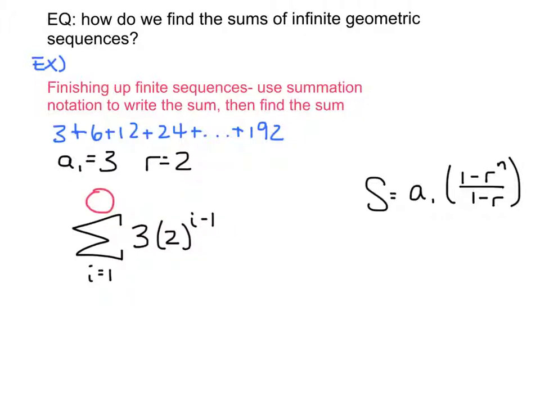Just as a reminder, if you want to check yourself with this part right here, you could just plug in the terms. 3 times 2 to the 1 minus 1, well, that'd be 3 times 2 to the 0. 2 to the 0 is just 1, so 3 times 1 is 3. The first term is 3, so that works out.